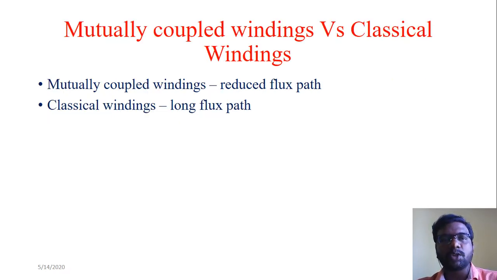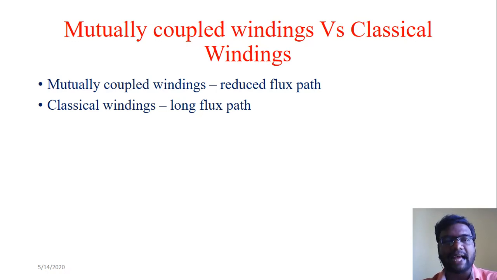Coming to the next one, that is mutual windings, the type of windings. The mutually coupled winding will give a short flux path. Since it is giving a short flux path, the utilization of core in the machine will be less, thereby the iron loss in the machine will be reduced. Moreover, the torque of the machine also will be reduced, right, to a minimum level of values.